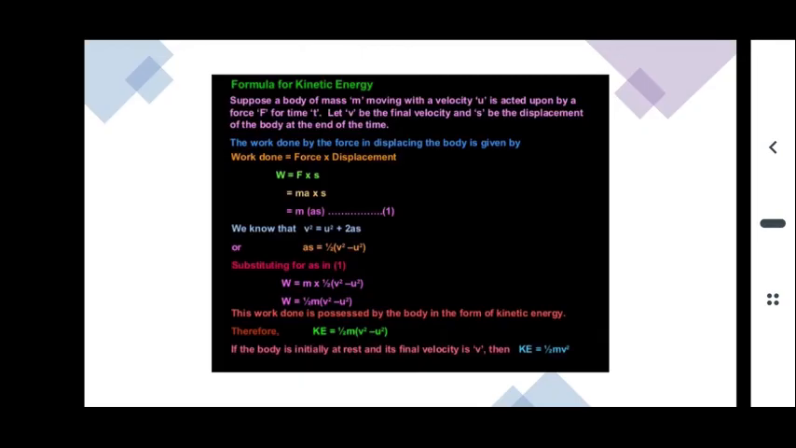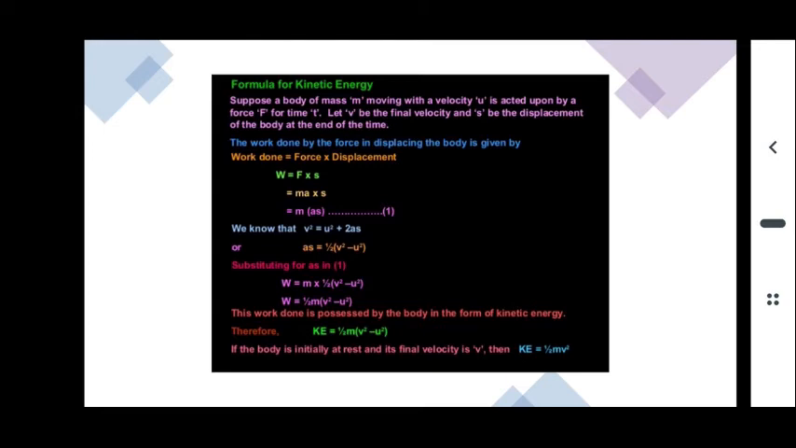Let us try to derive the formula for kinetic energy. For potential energy, we have already derived the formula in our lower classes. This year we are going to learn how to derive the formula for kinetic energy. Hope you all remember the formula for kinetic energy. It is nothing but half mv square. So how do we get this formula?